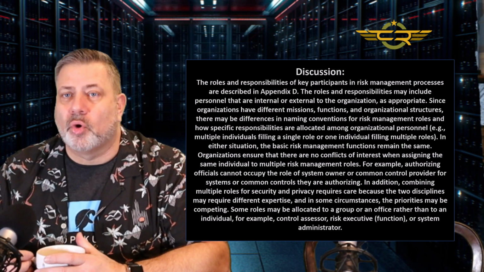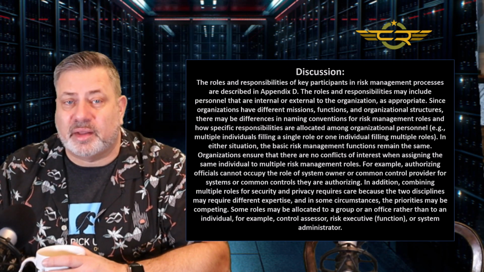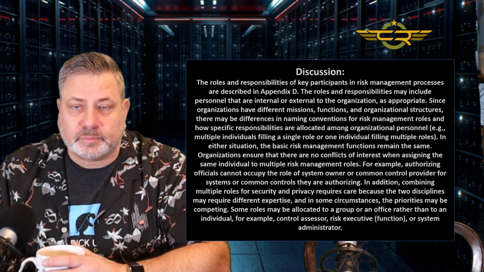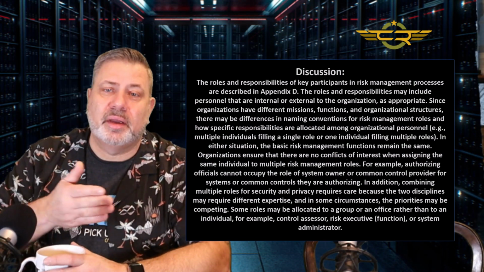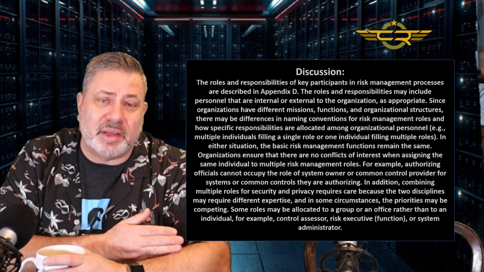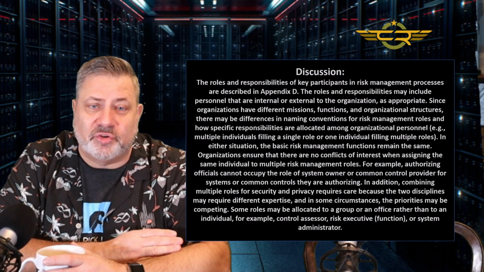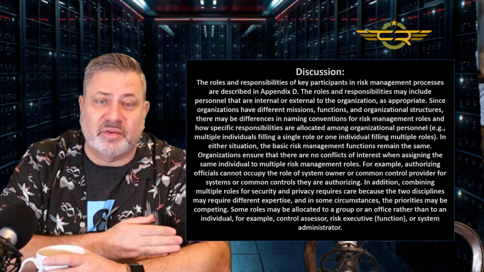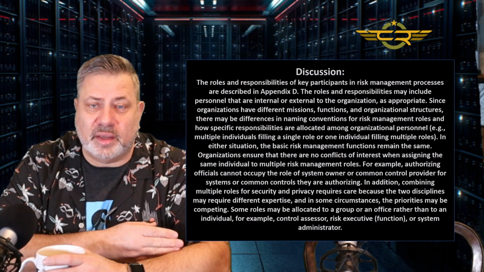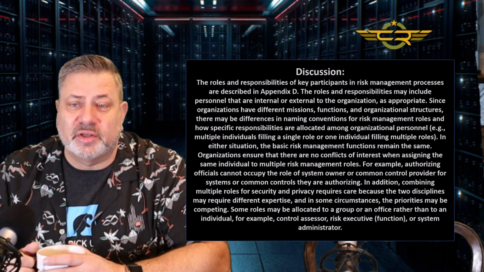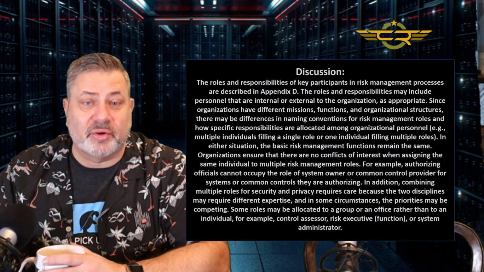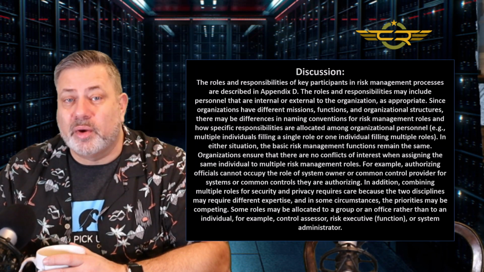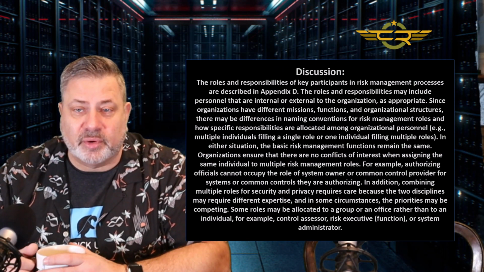So if I'm working on the information system side of the house, maybe I'm the ISO or the system owner or the common control owner, I really can't be on the authorizing side. I can't really be on the authorizing official designated representative or the risk executive function or the AO side. We want to make sure there's no conflicts of interest. So we have to go through that and make sure that there are no conflicts of interest in the way we're assigning these roles and responsibilities, right?